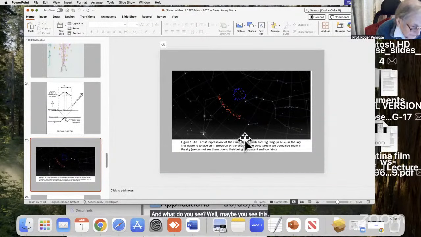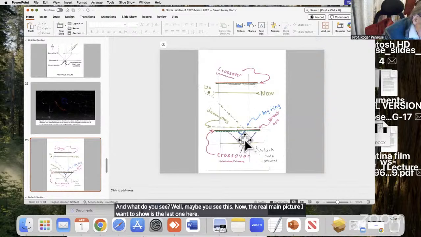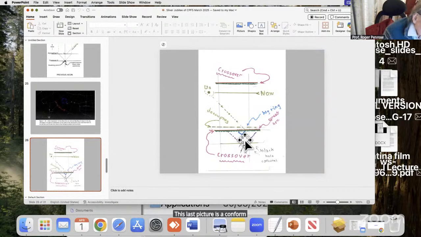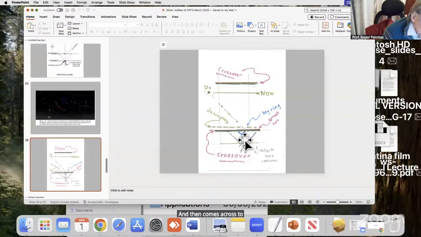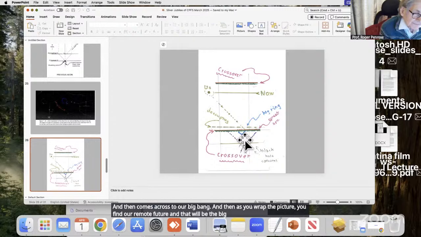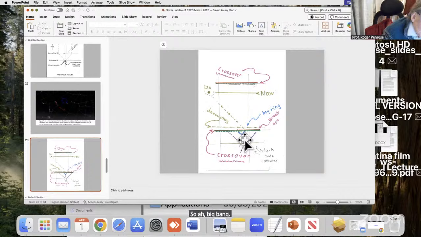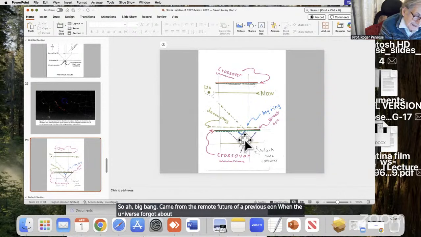Now, the real main picture I want to show is the last one here. This last picture is a conformal diagram. You notice these sort of horizontal lines. They're meant to be sort of bluish at the bottom and reddish at the top, because that is the remote future of our previous eon, and then comes across to our Big Bang. And then as you go up the picture, you find our remote future, and that will be the Big Bang of the next eon. So our Big Bang came from the remote future of a previous eon, when the universe forgot about mass, which became effectively 0. And so that means that it's physically sensible to join the pictures together.